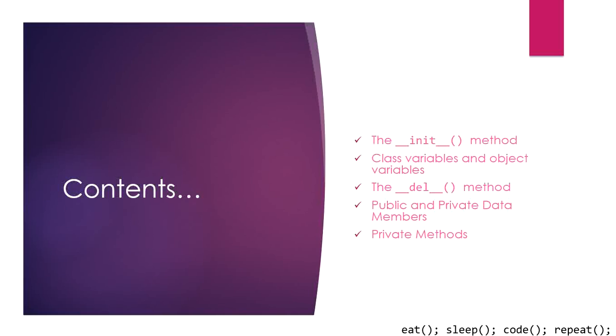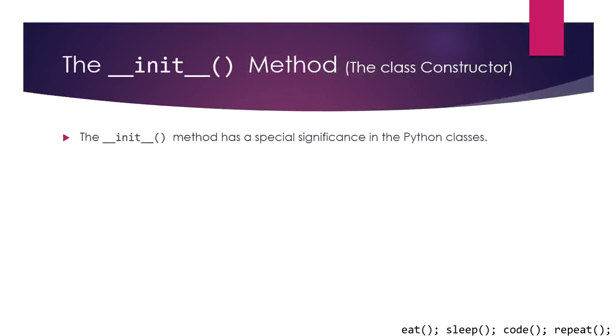So in this video we're going to talk about the init method, one of the most important good practice methods. We're going to talk about class variables and object variables. We're going to talk about one of the most famous methods, the del method, and we'll talk about more built-in methods also. We'll talk about basic public and private data members and private methods. Okay, let's get into it quick.